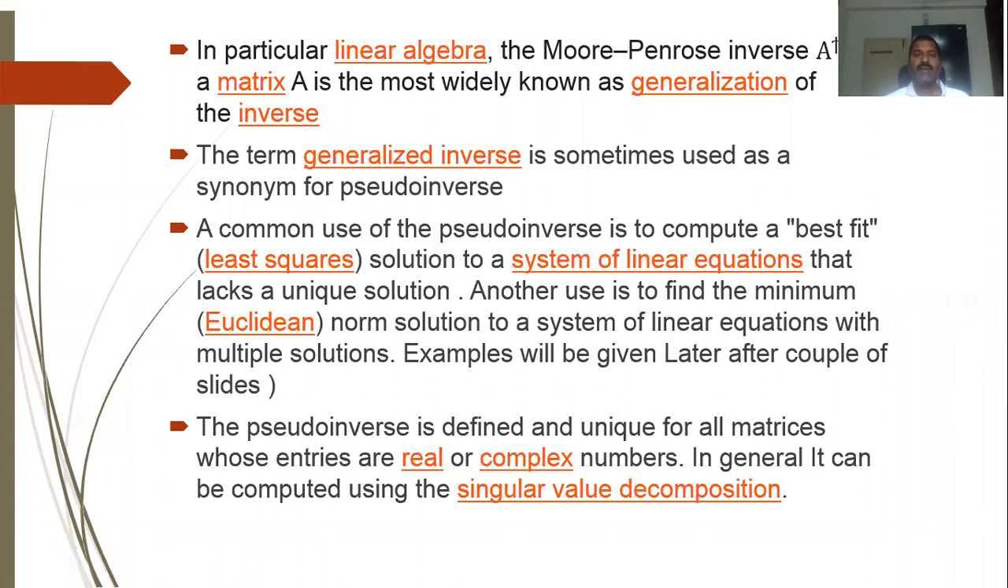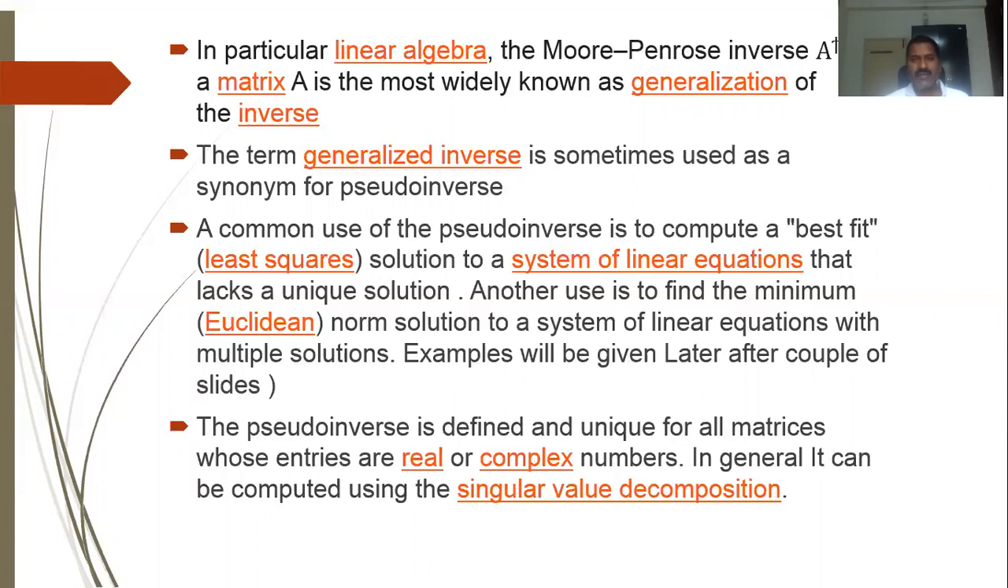In linear algebra it is denoted by a dagger. Some call it a plus. We'll call it a plus. It's known as a generalization, a general inverse of a matrix. Every time the term general inverse is used, it is a synonym for pseudo inverse. So we'll stick to pseudo inverse.